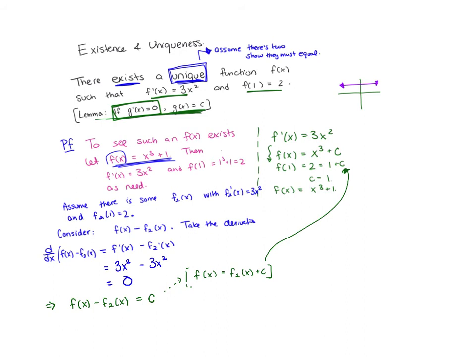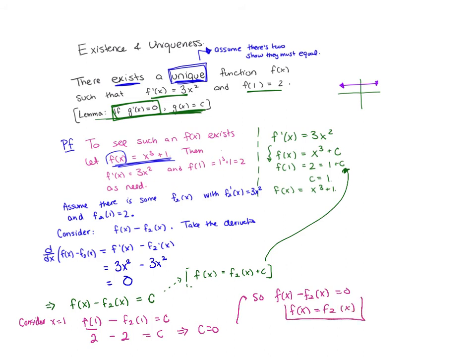So I'm going to then say, consider the case where x equals 1, f of 1 minus f2 of 1, so it still equals c, since it's a constant, it doesn't depend on x. But f of 1 by construction is just 2. f2 of 1 is also 2, so that gives me c. Therefore, my c equals 0. So f of x minus f2 of x is 0, which tells me that they must be equal. So we get that uniqueness. So we get our existence and our uniqueness there.